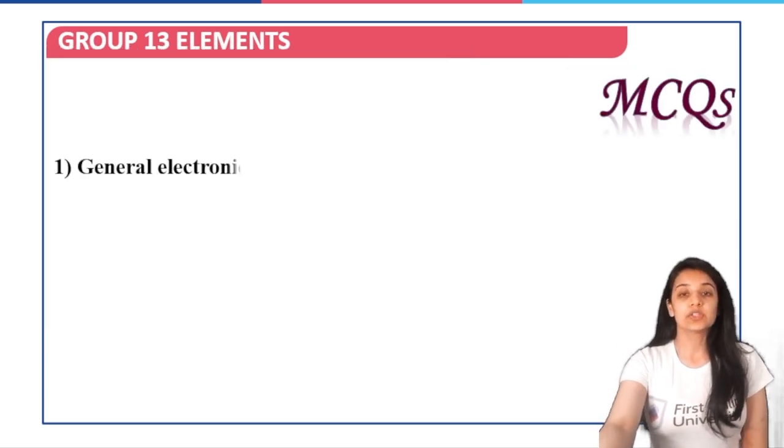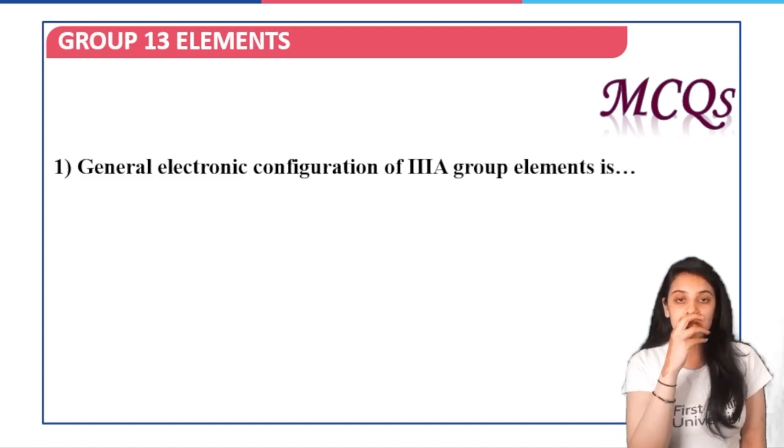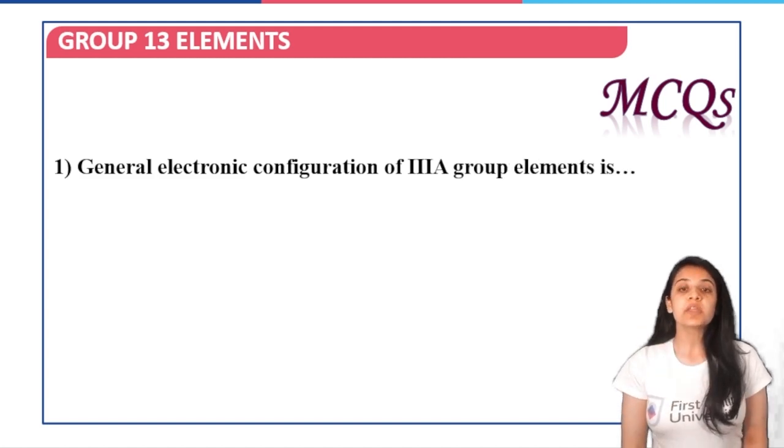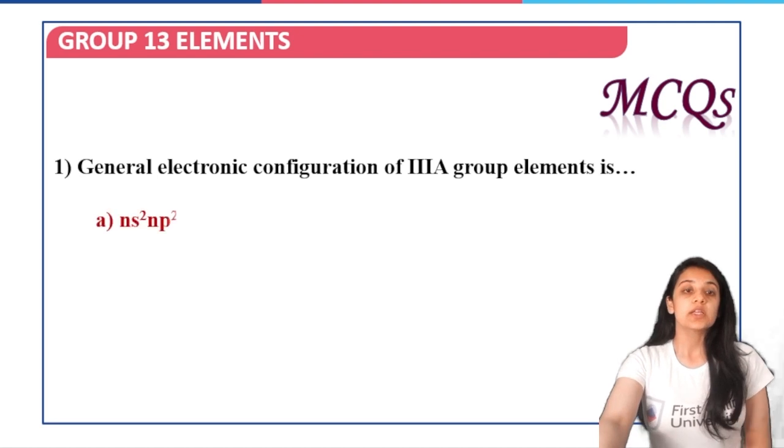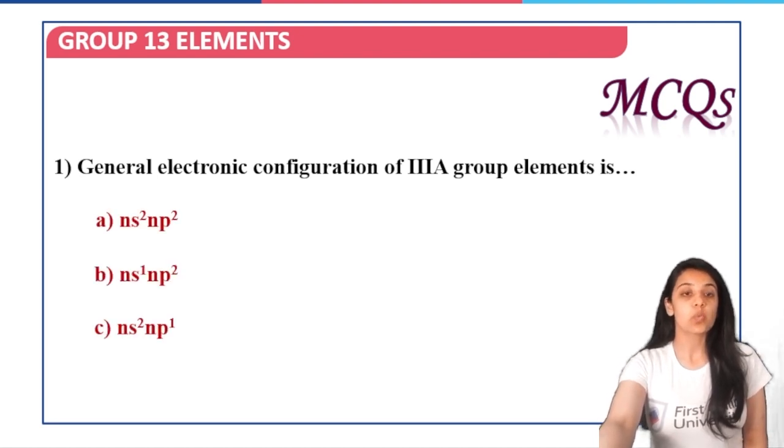Next, we talk about a few MCQs now. Let's do a few concept checks here. So the first question is: the general electronic configuration of group 13 elements is what? Your options are ns2np2, ns1np2, ns2np1, or ns2np3.